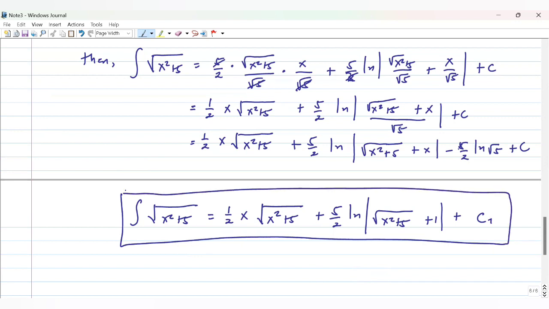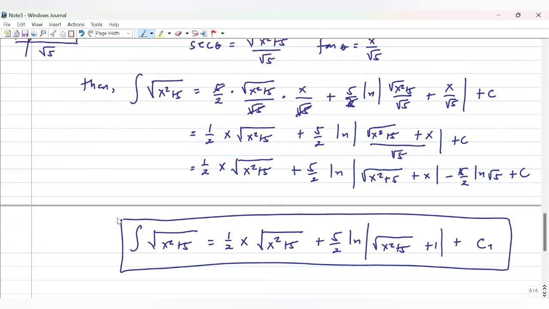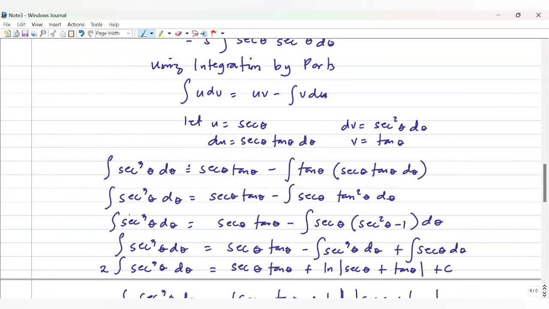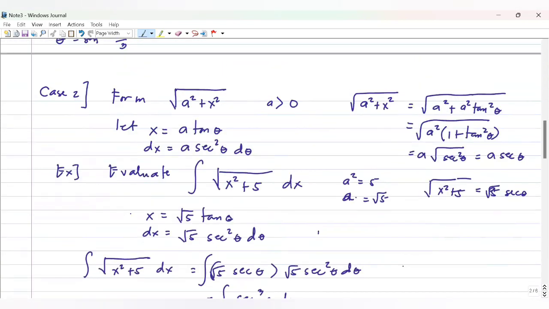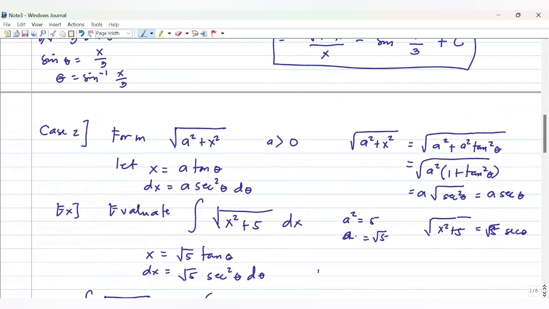Okay, so let's try to take a look once more. So for case 2, we have the form a squared plus x squared wherein a should be greater than 0. So we let x is equal to a tangent theta. Therefore, our dx is a secant squared theta d theta. So if we try to substitute the values of x in here, that will be a squared plus a squared tangent squared of theta.